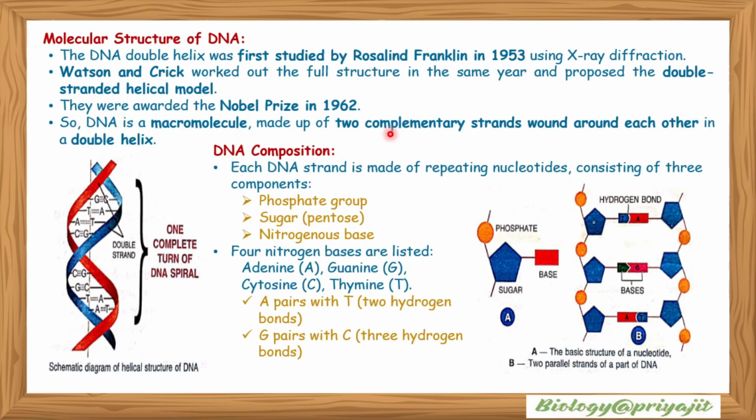So what is the DNA composition? Each DNA strand is made up of repeating nucleotides consisting of three components: phosphate group, sugar, and nitrogenous base. Four nitrogen bases are listed: adenine or A, guanine G, cytosine C, and thymine T. A pairs with T, with two hydrogen bonds, and G pairs with C, with three hydrogen bonds.